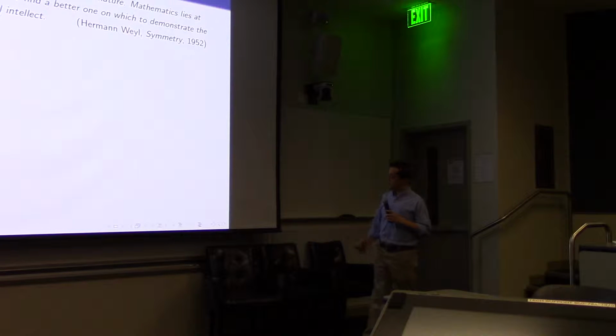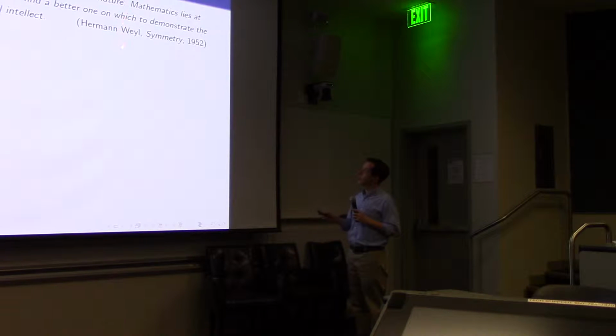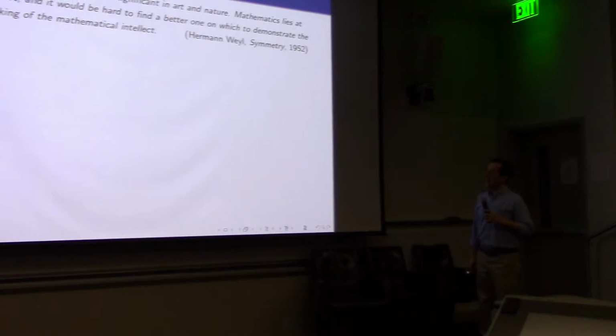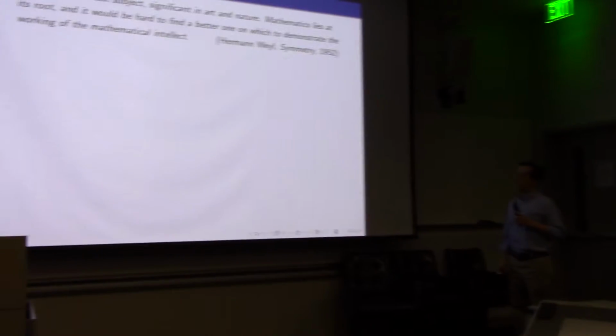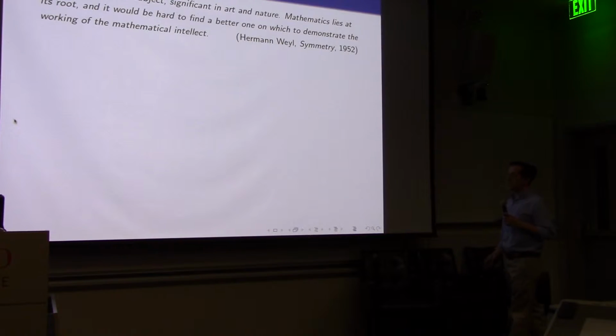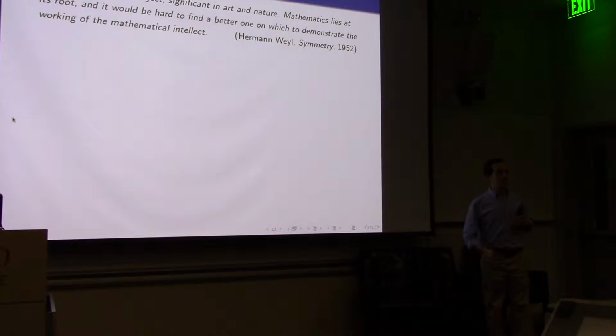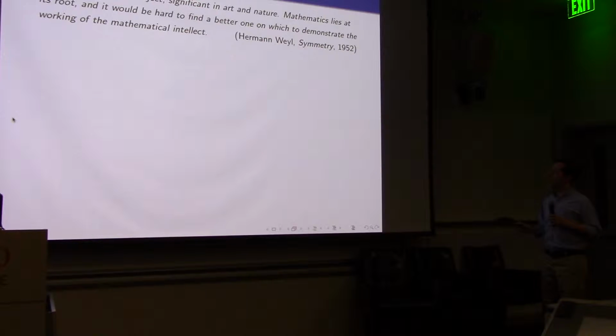So to get started, we have this quote from Hermann Weyl, who was one of the greatest mathematicians of the first half of the 20th century. And he observed that on the one hand, in art and nature, we see a lot of examples of symmetry, but that in fact, this is a very rich mathematical subject. And if you want to convince somebody of the usefulness of mathematical ideas in unexpected places, it's hard to do better than to talk about symmetry.